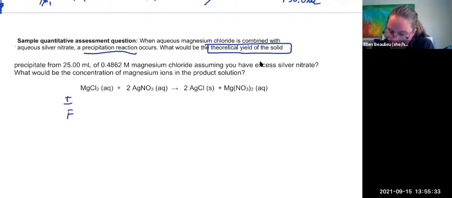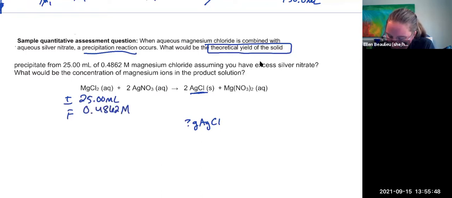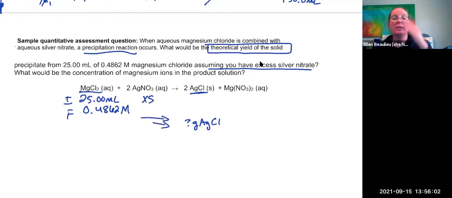So I'm making my if table. Here's my solid. How many grams of that solid am I going to form from 25 milliliters of a 0.4862 molar solution of magnesium chloride, assuming you have excess silver nitrate? So I have more than enough silver nitrate. I'm going to focus on the magnesium chloride and figure out how much silver chloride I can produce.